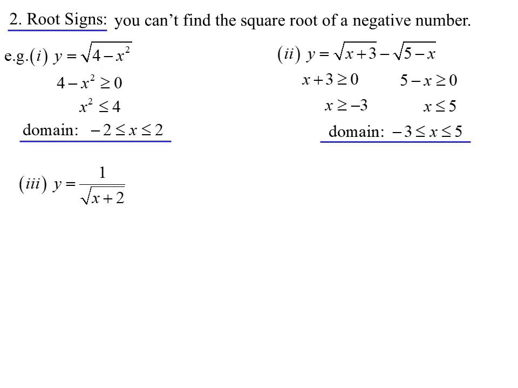1 over the square root of x plus 2. I've got two problems here. I've got the fraction and I've got the square root as well. The fraction would tell me the bottom can't equal 0. The root tells me it has to be greater than or equal to 0, but it can't be equal to 0. So in other words, x plus 2 is simply greater than 0. Solving that one, we get our domain.